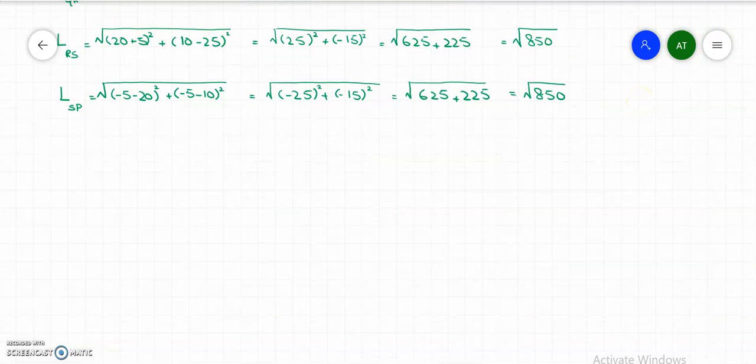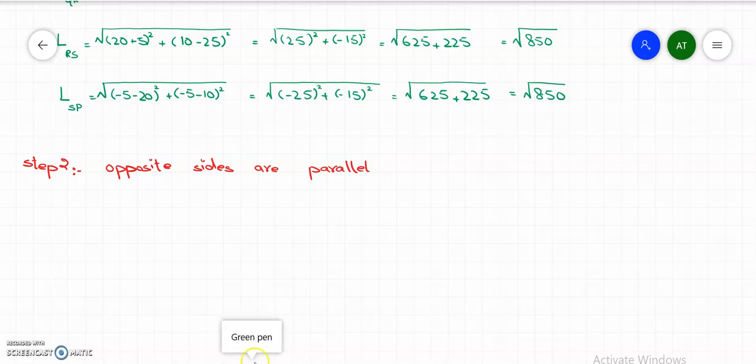Okay, in step 2, what we have to do is check that opposite sides are parallel. Now, what do we mean by opposite sides are parallel? Opposite sides are parallel means opposite side slopes are equal. So how do we say that opposite side slopes are the same?